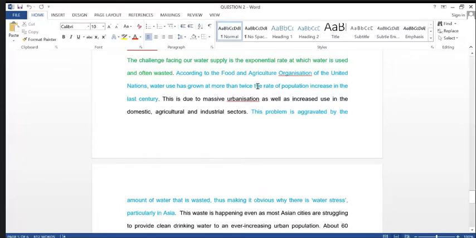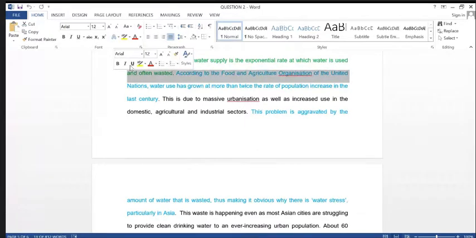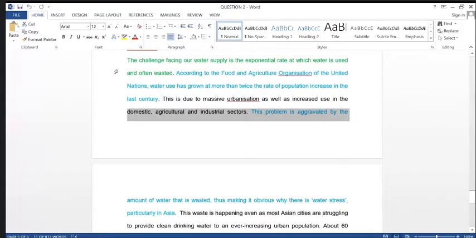So ask yourself, what is here in the second sentence? According to the Food and Agriculture Organization of the United Nations, water use has grown at more than twice the rate of population increase in the last century. Look at the first sentence. What is the focus? I'll just go straight to the point. This green sentence is the stated main idea of this paragraph. When I say it is a stated main idea, definitely there are focuses available in it, like the experience of homework and economic divide. So what is it? It's talking about the challenge of water supply.